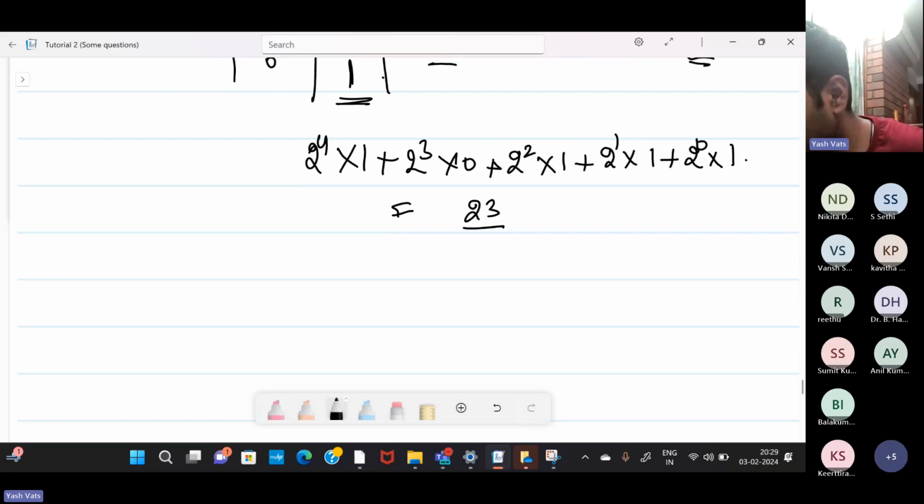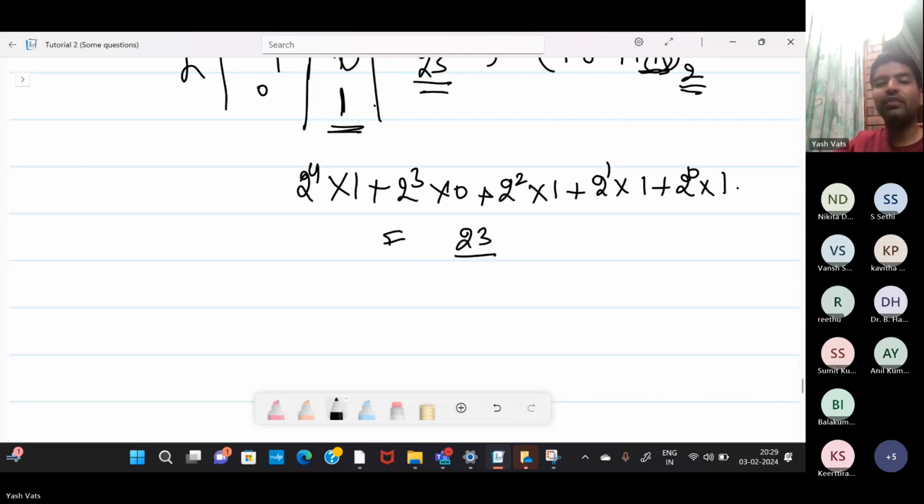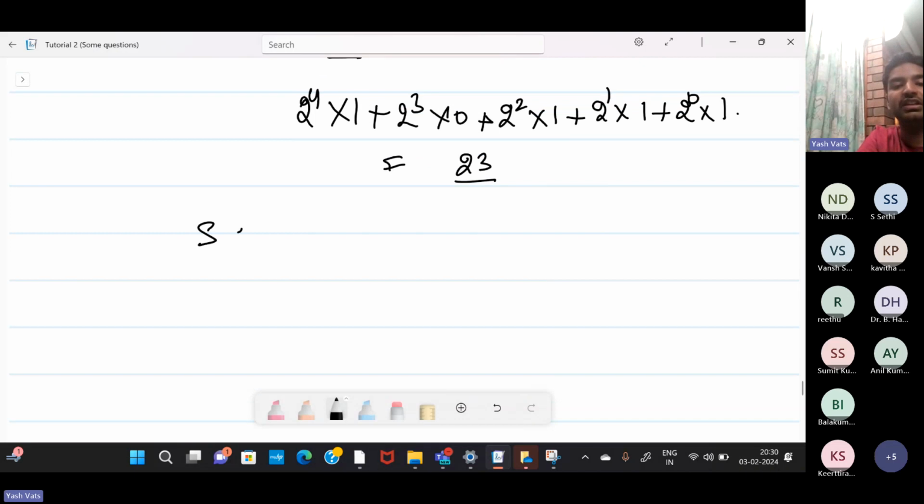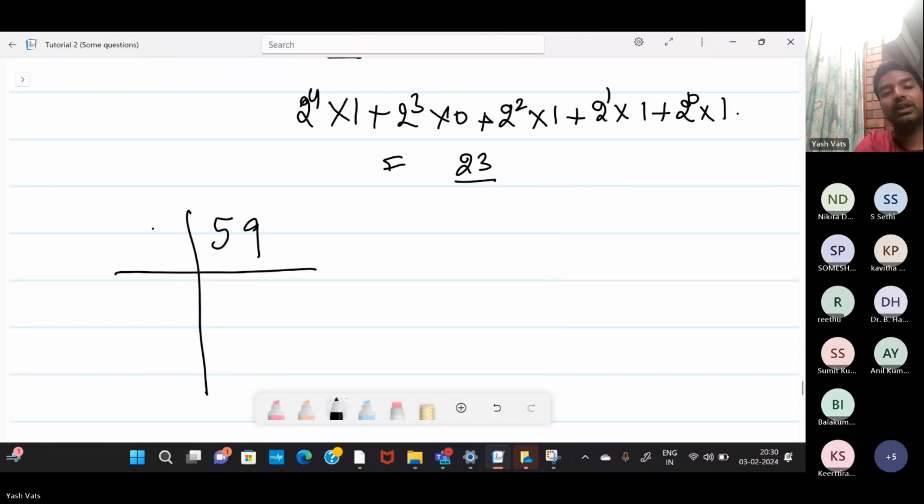Okay, so what about this number 59? How do we do the binary representation of this number? Should we start from 2? What do you say? So divide by 2?